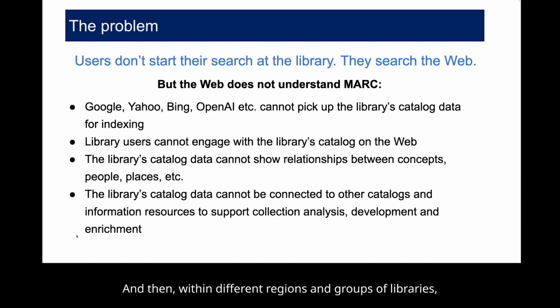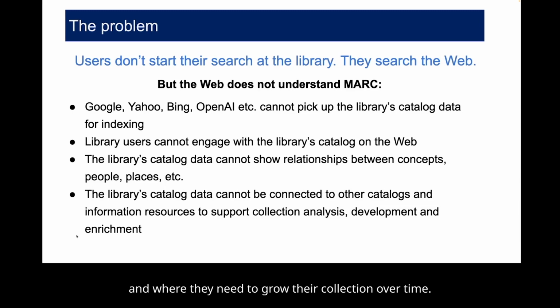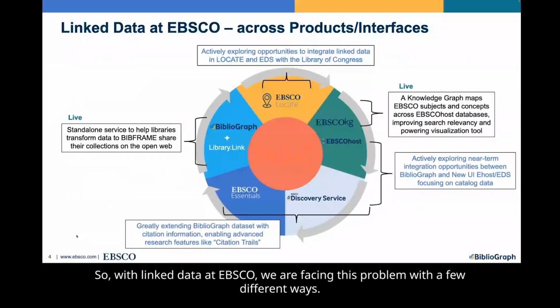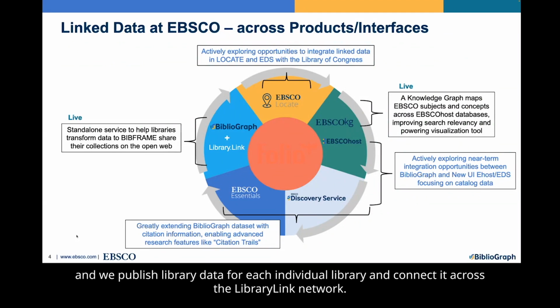And then within different regions and groups of libraries, it's hard to understand what certain libraries have in common and what's unique to their collection, and where they need to grow their collection over time. So with linked data at EBSCO, we are facing this problem in a few different ways, and all of this repurposes code from Bibliograph. Bibliograph is a standalone service, and we publish library data for each individual library and connect it across the Library Link network.